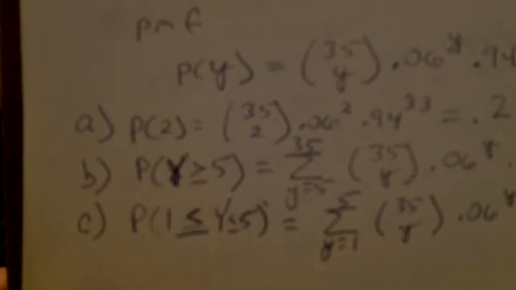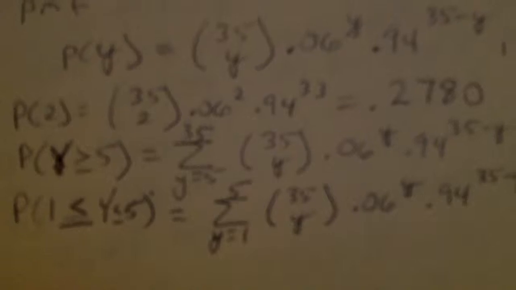For these three different scenarios, in the first case we're looking for the probability that Y is equal to 2, the second case that Y is greater than or equal to 5, and the third case that Y is between 1 and 5, again inclusive, so we have the or equals on both ends of that inequality. In the first case, it's a straight plug and chug, putting the value of 2 in for Y, and getting 0.06 squared, and then 0.94 to the 33rd, that 33 implying that there are 33 bottles that are not underfilled by more than 1 ounce.